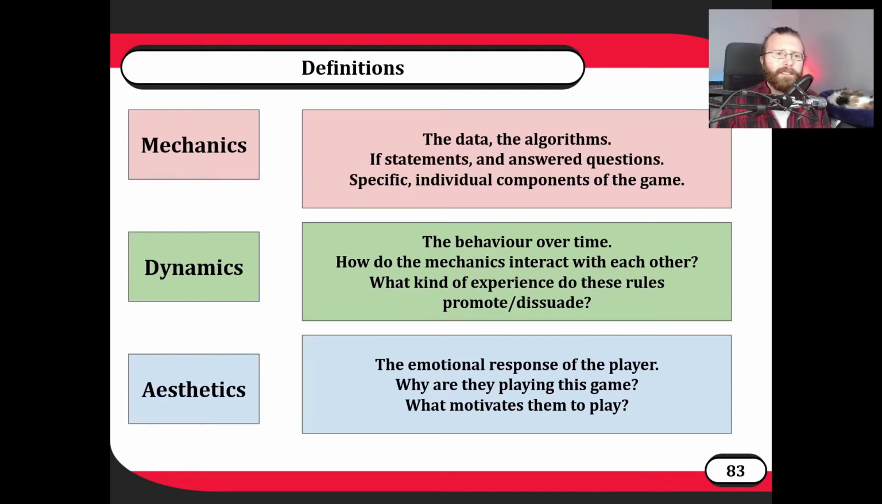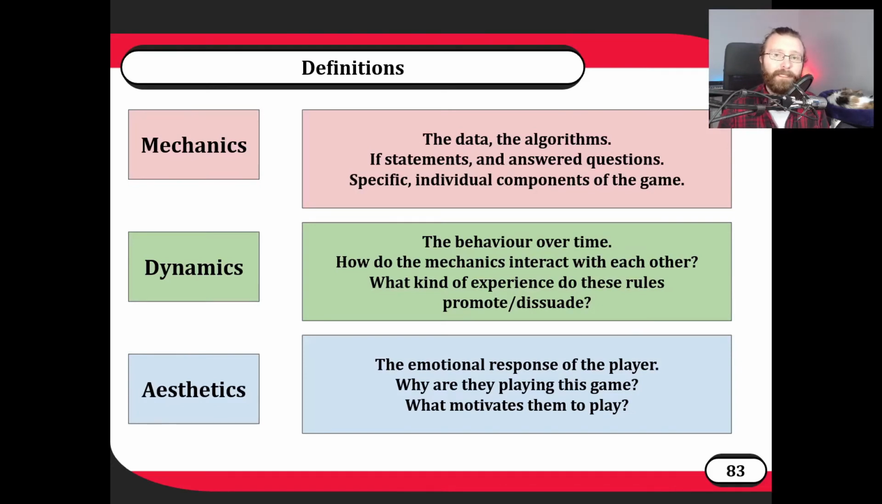So if we want to dig into these more, we can see mechanics as the specific data, the algorithms, the if statements that we put into the game. When we answer a question, when we're doing our question-answer cycles, these are the answers to those questions. So these are specific, individual components of a game. The dynamic is the behavior over time. It's how these different mechanics are interacting with one another when we put them together in the same place.